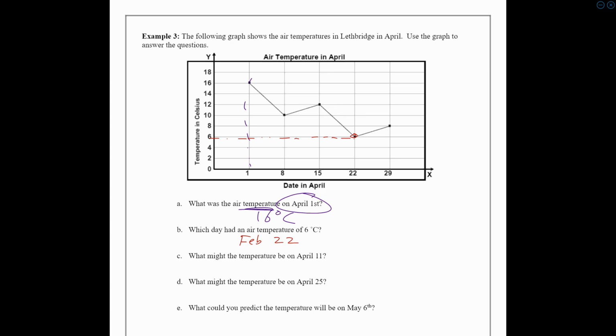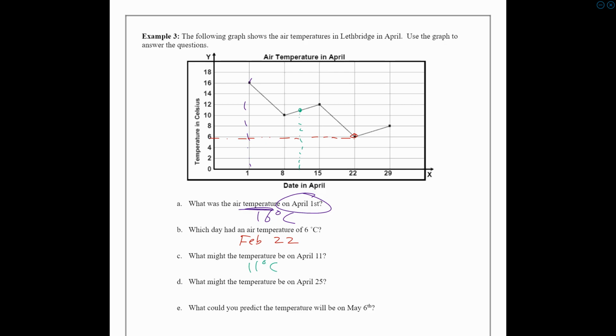Okay, based on this data that we see, what might the temperature be on April 11th? So this is one where it's saying approximately what might it be. So April 11th, somewhere in between here. So what would be a reasonable approximation for April 11th there? 11? Yeah, I think so too. Looks like that's about the best guess.